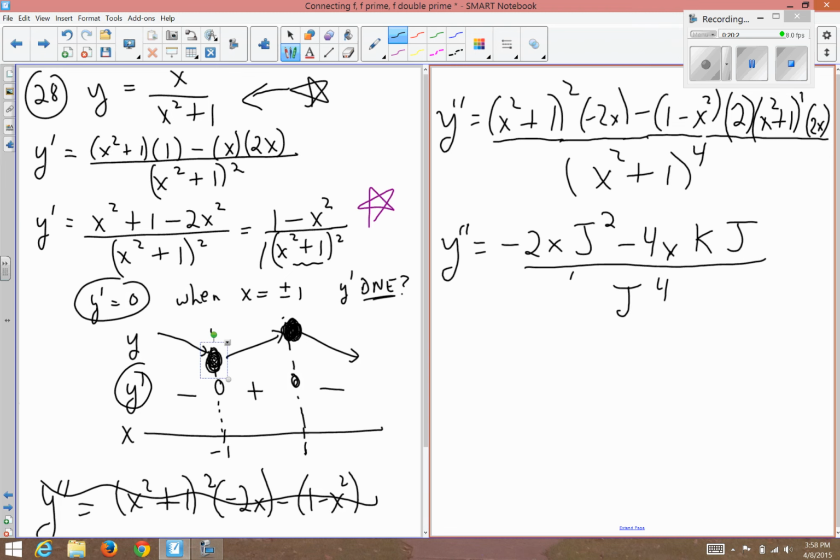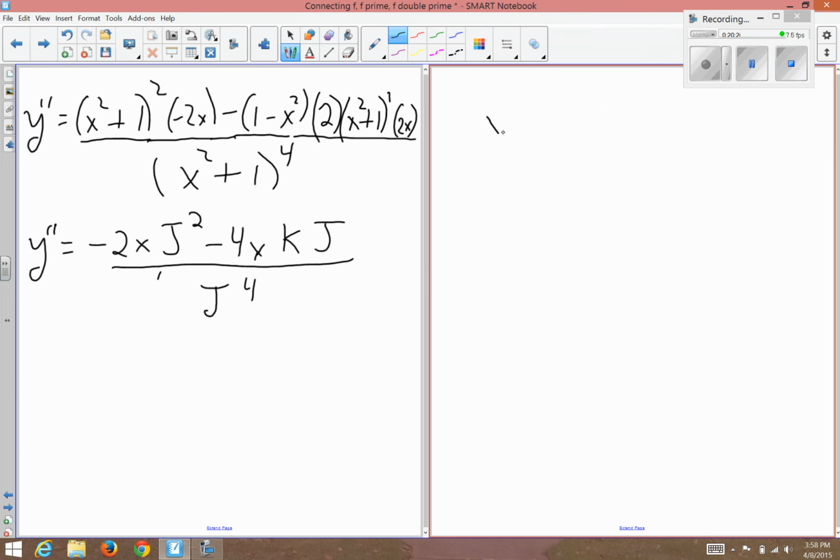So the trick I'm using here is everywhere I saw x squared plus 1, I'm putting j temporarily. There's a j, there's a j, and down here that's j to the 4th. And everywhere I saw 1 minus x squared, which was only one spot, I put a k in that spot. Also, this negative 2x, I put that in the front. Also, this 2 times 2x is 4x, I put that in the front. There's a k and a j.